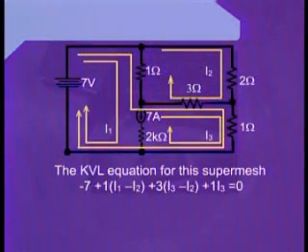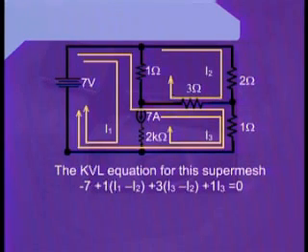Starting from the bottom left hand corner of the super mesh, we look towards the 7 volt independent voltage source, and we see that the negative terminal of the independent voltage source is towards us. Therefore, we put a negative sign, and next to this negative sign we put the value of the independent voltage source, which is 7 volts. Hence we write -7.